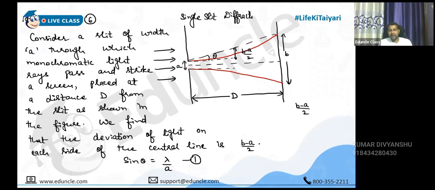There is a slit and there is a screen. The slit width I have taken as small a and the distance of the screen I have taken as capital D. Now what happens during diffraction? Light bends around the corners and appears in the region of geometrical shadow, and this is represented by the red line. Now what is the angular deviation? This theta is the angular deviation.